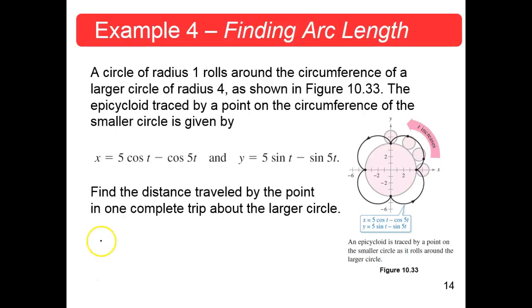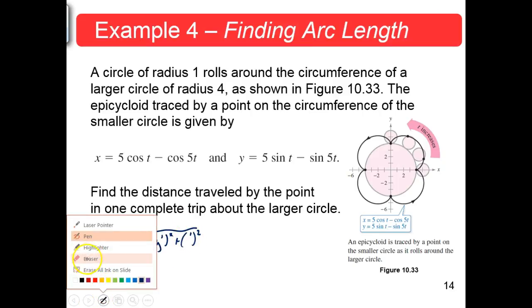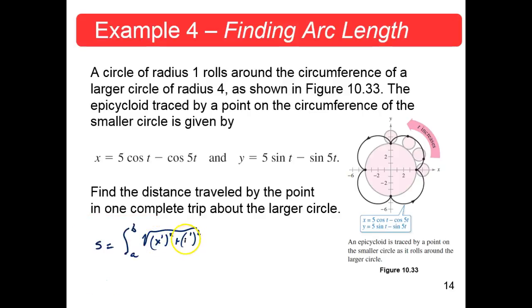Well, let's write it down first. The arc length S is equal to the integral from a to b of the square root of f prime squared plus g prime squared. Let me be a little more clear. It'll make more sense: x prime squared plus y prime squared. I meant to say x first, but it doesn't really matter. You can put either one of them first.